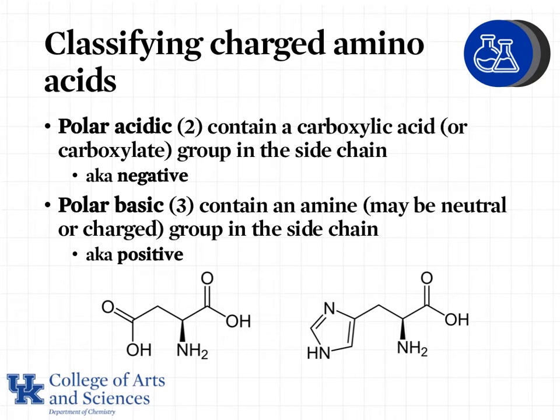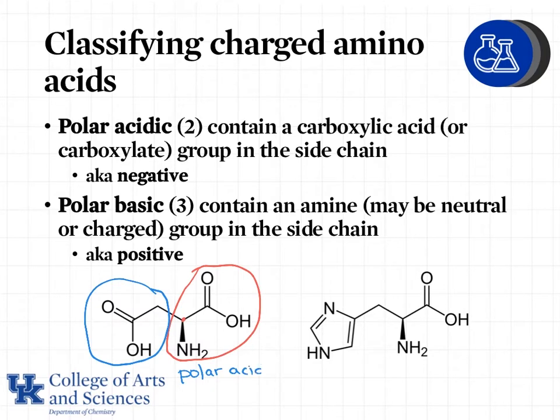So if I look here at the one on the left here on the bottom, I have my backbone, my NCC, so my amine group, my CH group, and my C double bond O OH. And then I have my side chain, and I see that this has a carboxylic acid in the side chain. So this will be polar acidic. And this is also called negative. So if it's asking for a negative amino acid, you're really looking for polar acidic. So those 2 terms are somewhat used interchangeably.